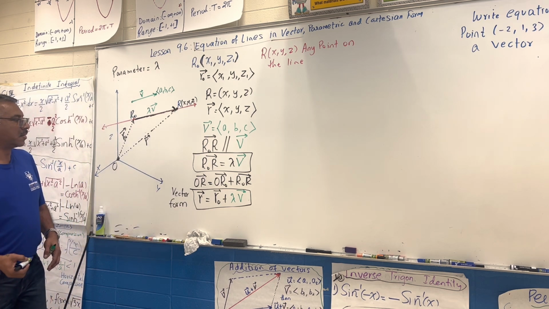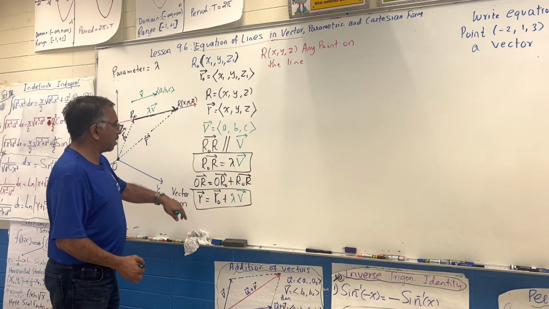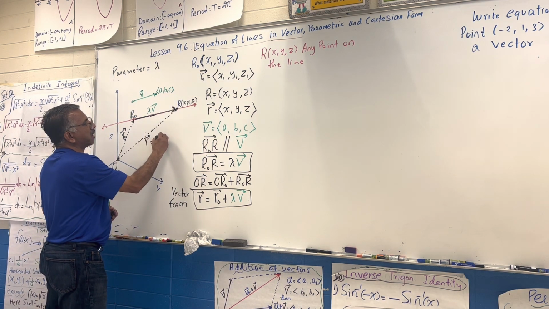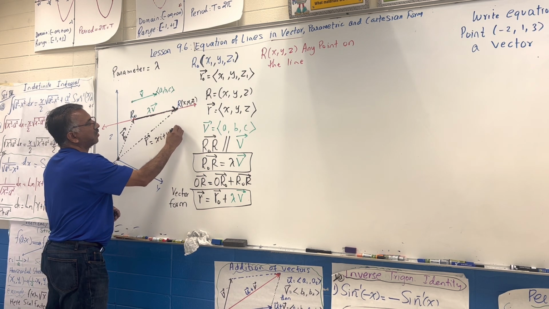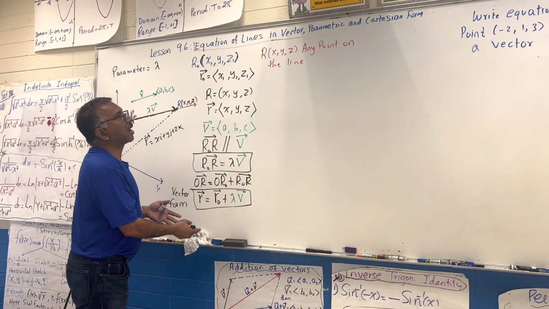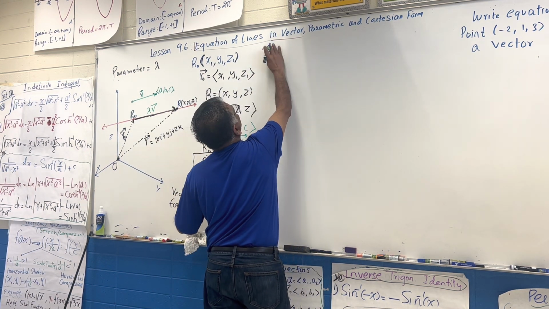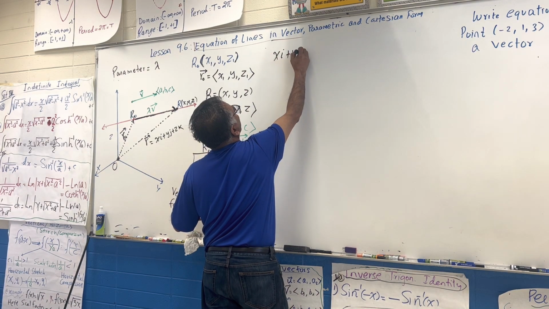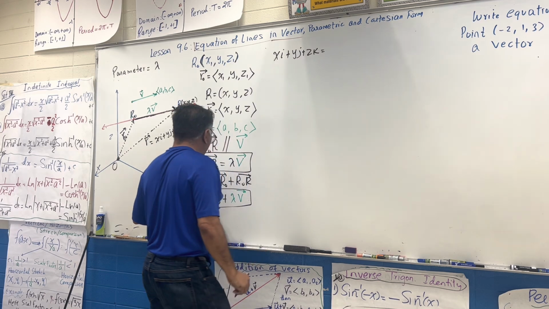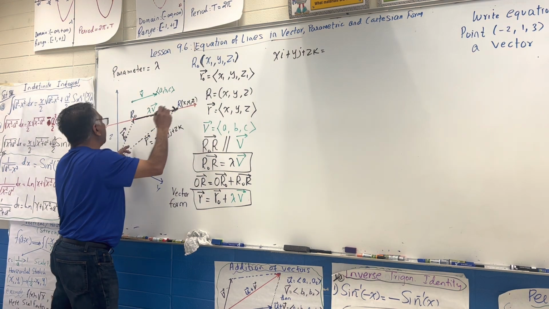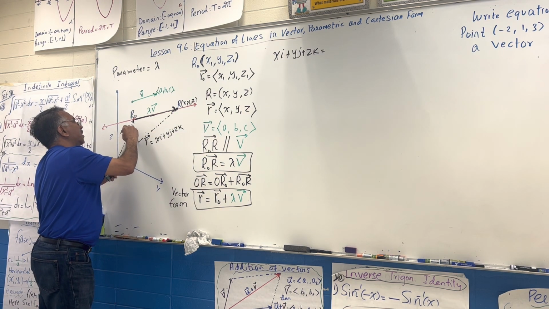Another way to write this is the linear form. R bar can also be written as xi plus yj plus zk. You can write it like this also. So this equals R naught. So what is R naught? This one is x1, y1, z1. It is x1 i plus y1 j plus z1 k.